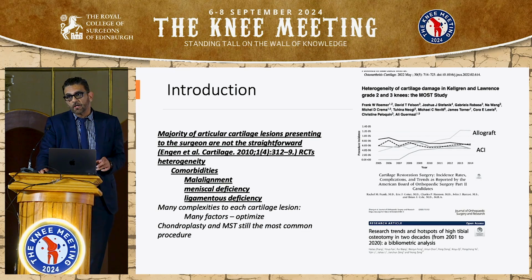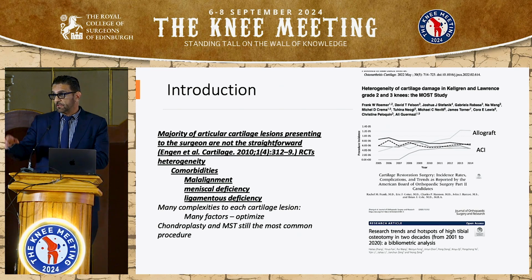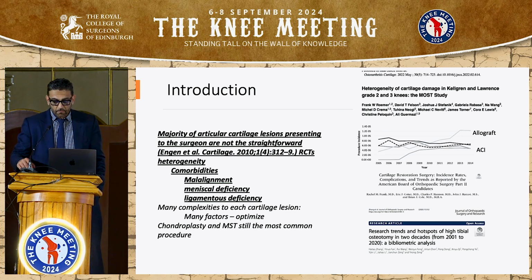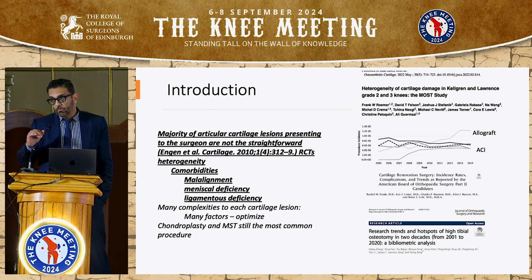A cartilage lesion is complex. It's not just a focal cartilage defect like we talked about before. And what's going on in the US is that more cartilage restoration procedures are being done. But the most important thing we have to understand is that they're complex lesions.